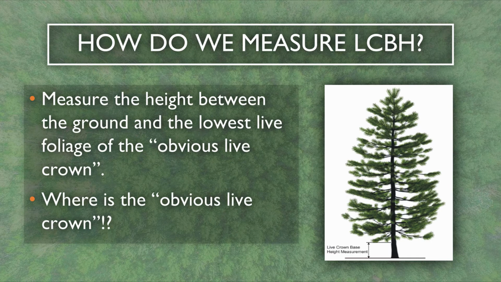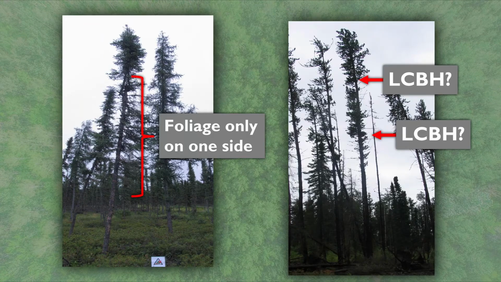Unfortunately, measuring the live crown base height isn't always clear-cut and can sometimes be subjective. In many sampling manuals, it says to measure the height between the ground and the lowest live foliage of the obvious live crown, but often this isn't obvious at all. For example, sometimes there are large gaps in live crown foliage on the trees, or asymmetrical morphology where the live foliage is not evenly distributed throughout or along the tree. In these cases, is it still best to take the lowest height above the ground to represent the stand?